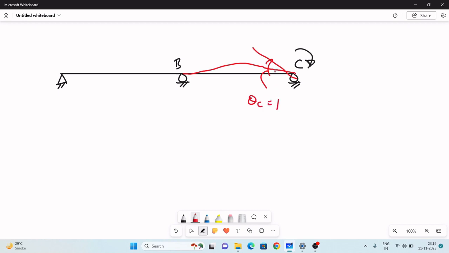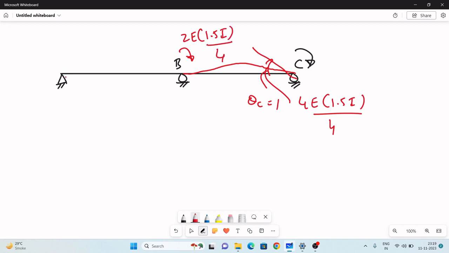Theta C equal to 1, and the force will be 4E, and I of CB is 1.5I divided by L of CB is 4, and half of the moment is developed at the far end, because you are assuming that the far end is fixed, 2E into 1.5I divided by 4. No moment is developed at coordinate 1. So accordingly you can write K13, force required at 1 to produce unit rotation at 3. So no force is developed at 1. K13 is equal to 0.